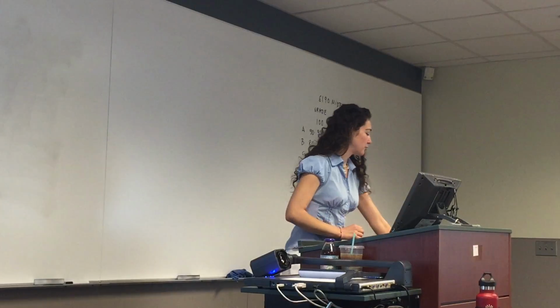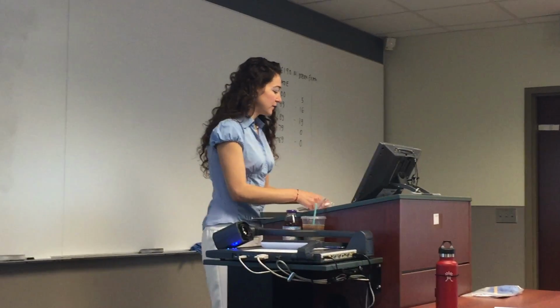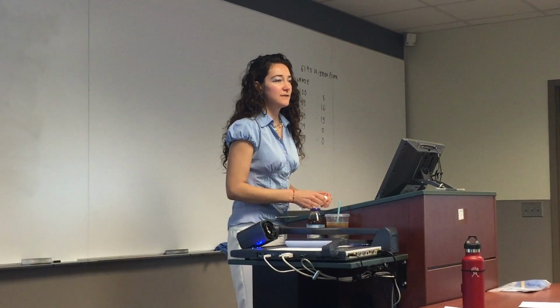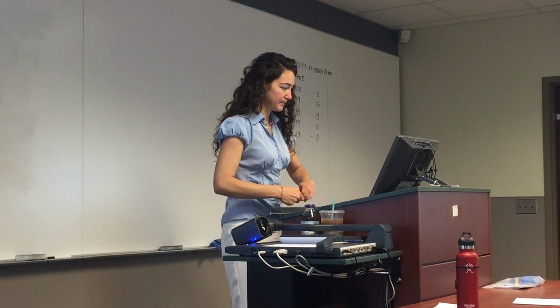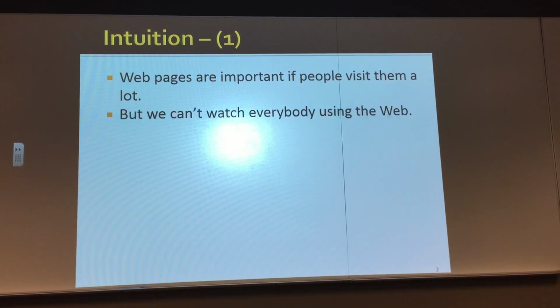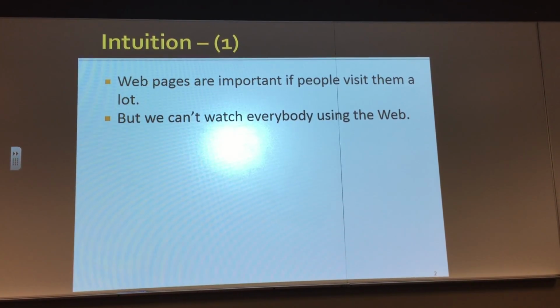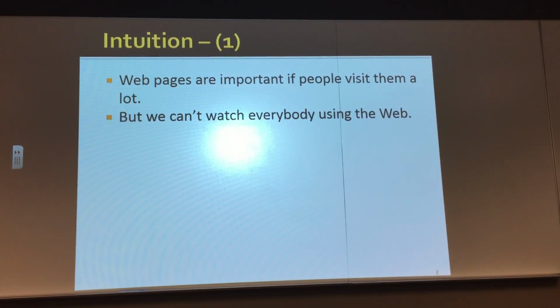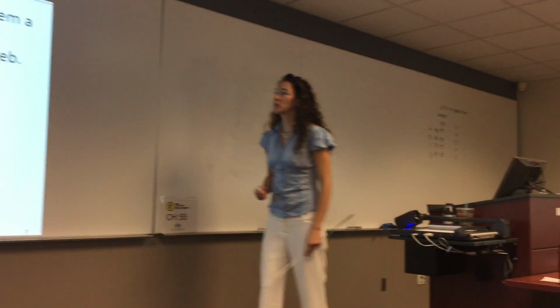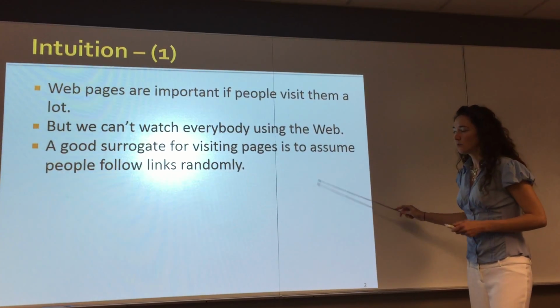So what is PageRank? The idea of PageRank is to assign a rank to the page according to its importance. So the idea is that if a page is important, then people will visit that page a lot. We cannot tell, though, who is visiting which page at what time. So the idea is to assume that people visit pages at random times.